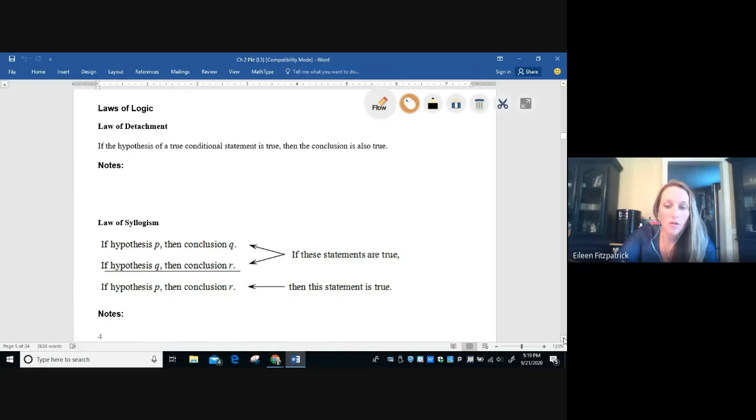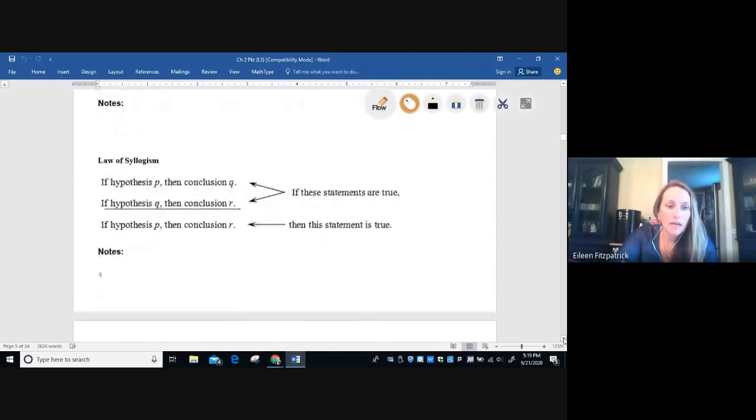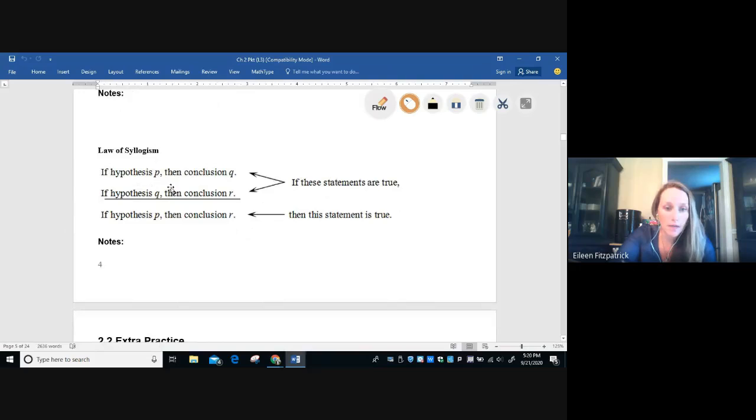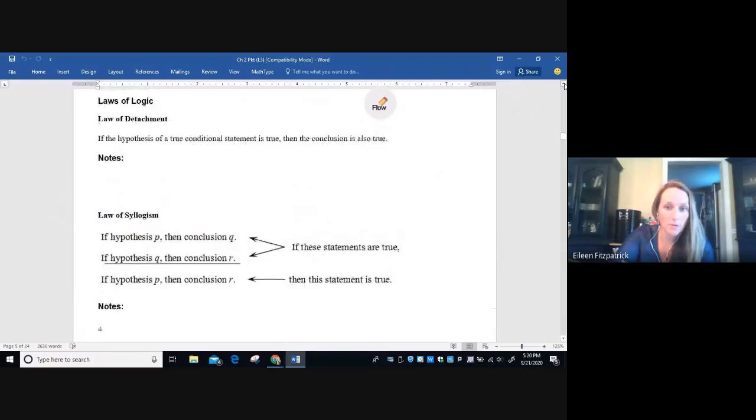All right. The law of syllogism. This says if hypothesis P, then conclusion Q. If hypothesis Q, then conclusion R. If both of those statements are true, then you can take the hypothesis of the first statement, the conclusion of the second statement, and write a true if-then statement. If hypothesis P, then conclusion R. Sounds a little confusing, but it actually is not once you see the examples, okay? So I'm going to go back up to law of detachment and do an example, then we'll come down to law of syllogism and do an example, okay?